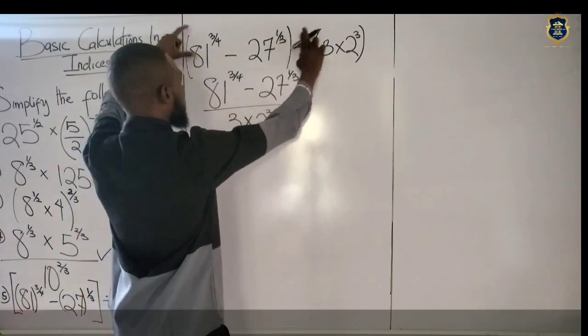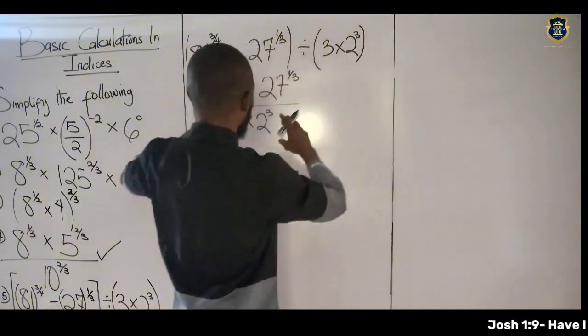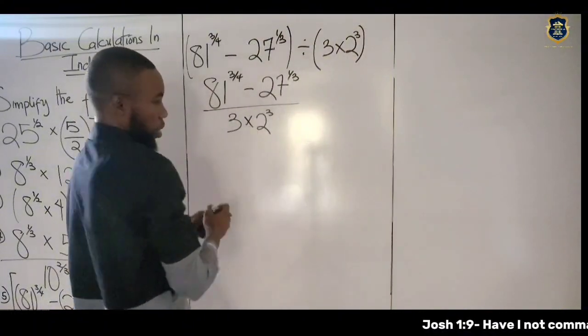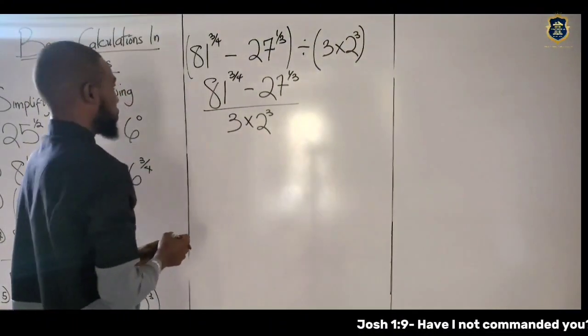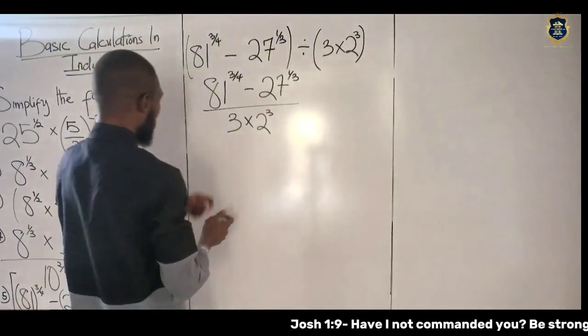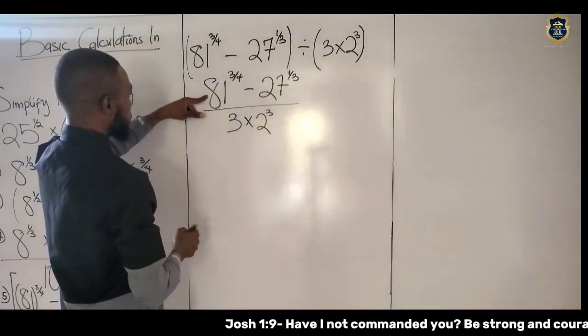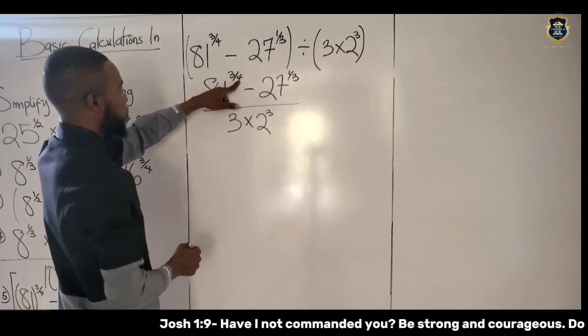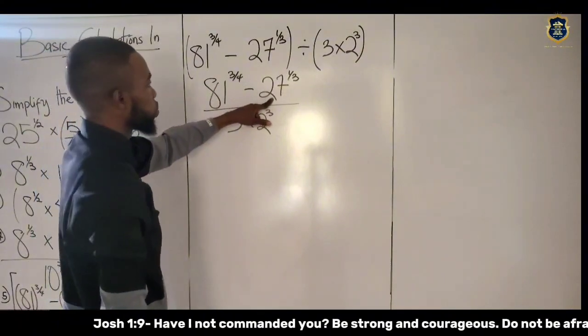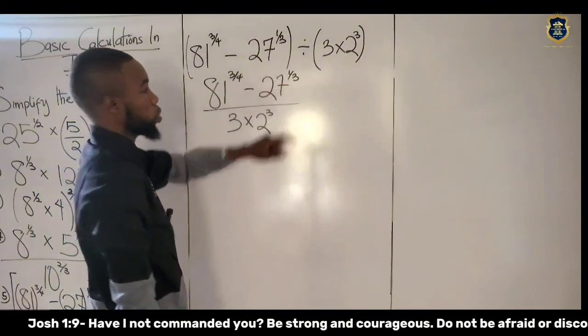You see, this bracket is different from this bracket. So this bracket is everything here, and this bracket is everything here. Right? Just trying to simplify it further. You know what to do next. We look for this 81, how we can reduce 81 such that its power will be equal to this 4. And for the 27, we reduce the 27 such that its power will be equal to 3.